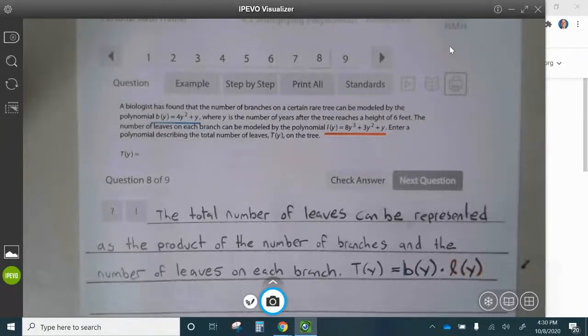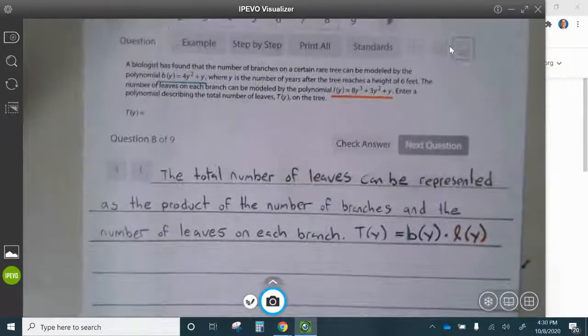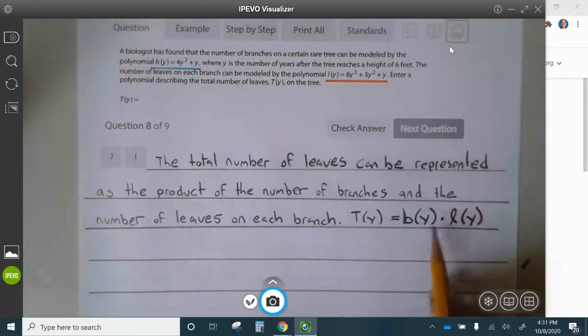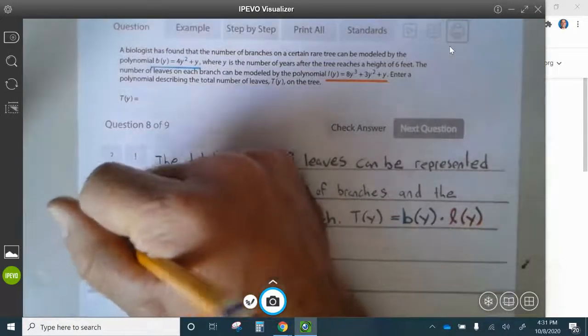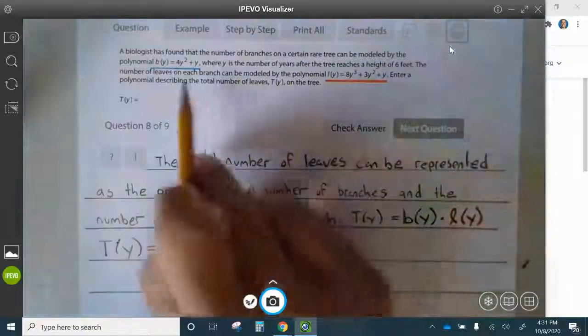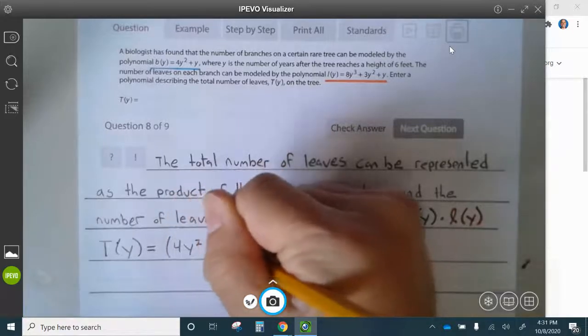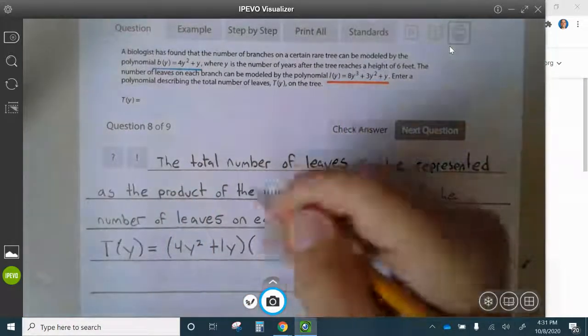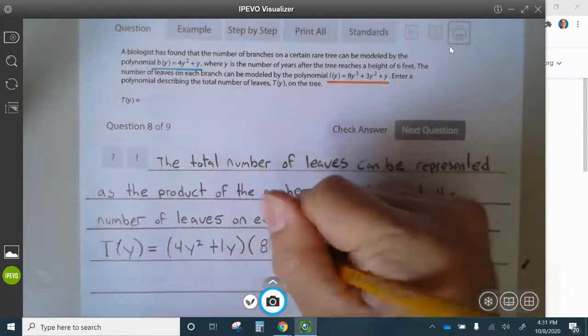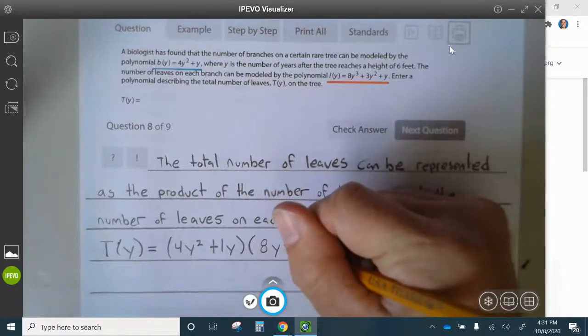Okay, the total number of leaves can be represented as a product of the number of branches and the number of leaves on each branch. So t of y is equal to b of y times L of y. So t of y equals, well, b of y is this right here, so that's parentheses 4y squared plus 1y times L of y, which is 8y cubed plus 3y squared plus 1y. Okay, and I think we're going to need a few more lines of work. Let me add some lines before we move on.